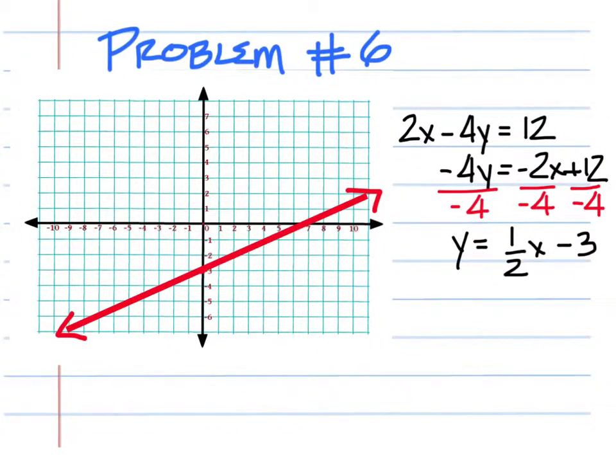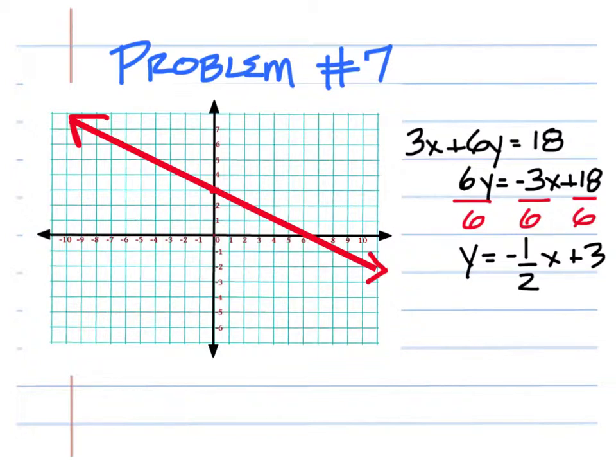On problem 6, it is y equals a half x minus 3. Passes through negative 3 on the y-axis and goes up 1 over 2. Rises to the right. Number 7, y equals a negative half x plus 3. Goes through 3 on the y-axis and down 1 to the right 2. Falls to the right.